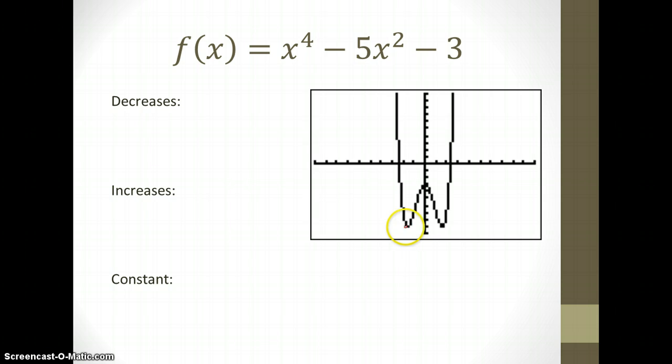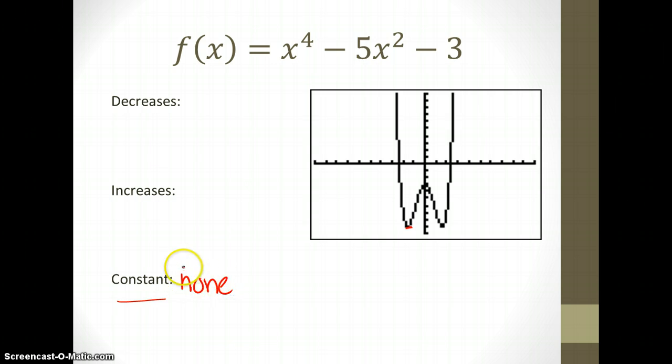When this curve reaches this valley down here and you have to turn around, there is not a flat area that we actually describe. Flat, constant would have to be an extended flat portion of your graph. So in this case, there is no constant portion.